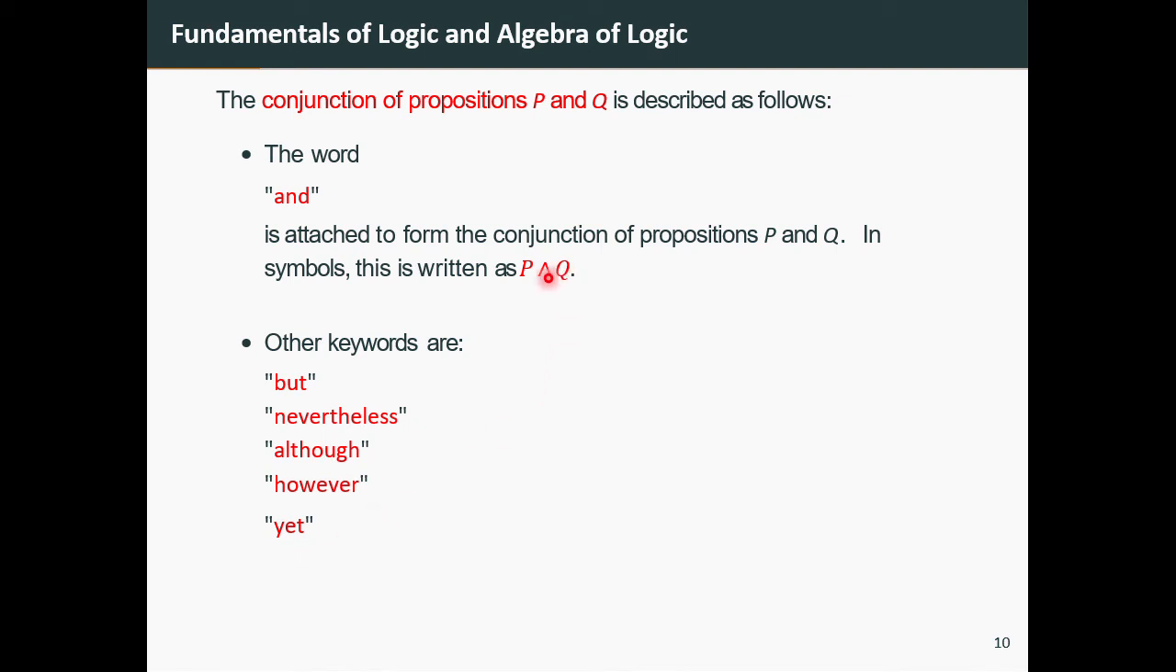Now let's describe the truth value of the conjunction. The conjunction P and Q is true only when P and Q are simultaneously true. Now we can better describe this using the truth table.